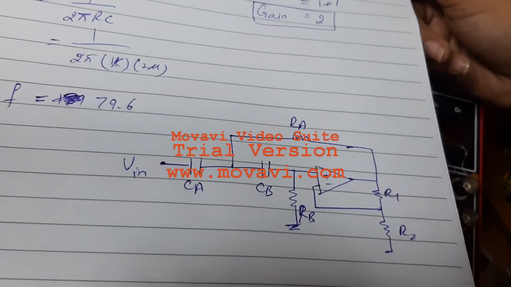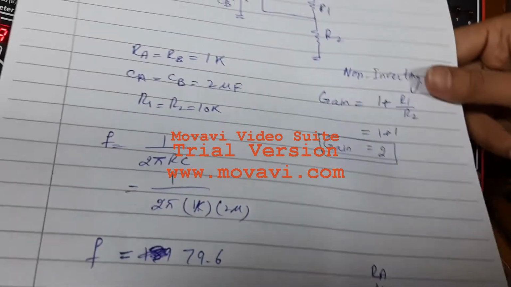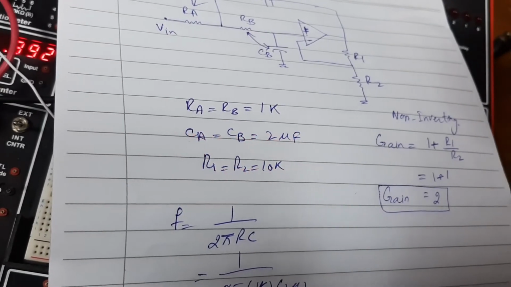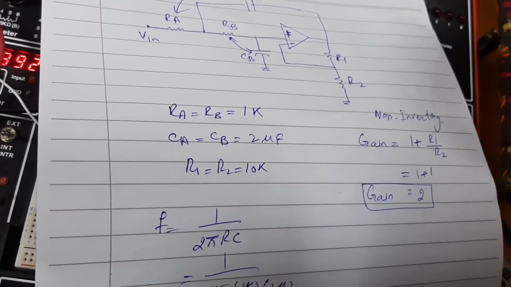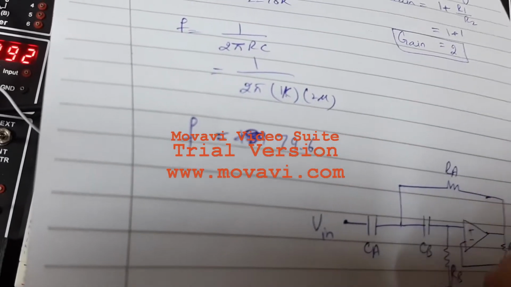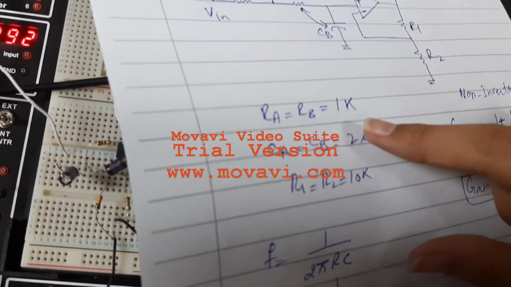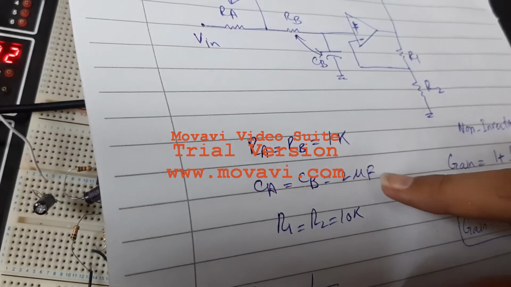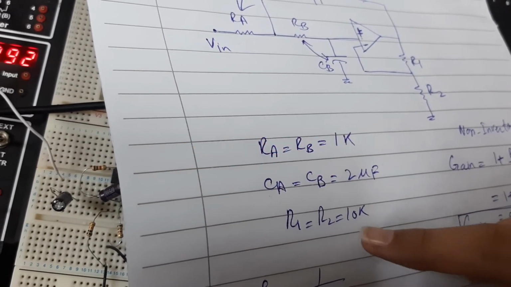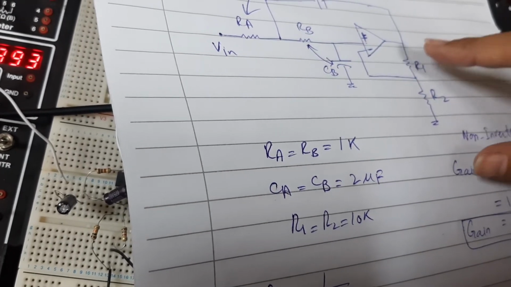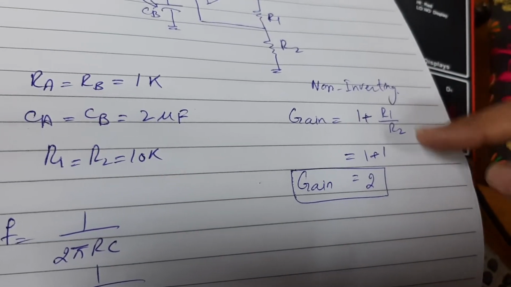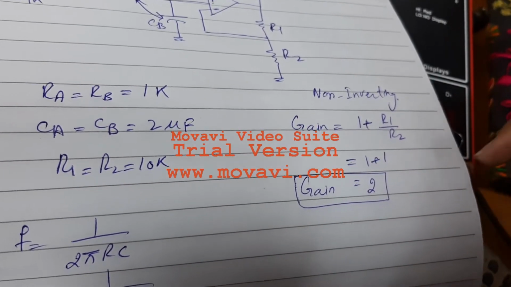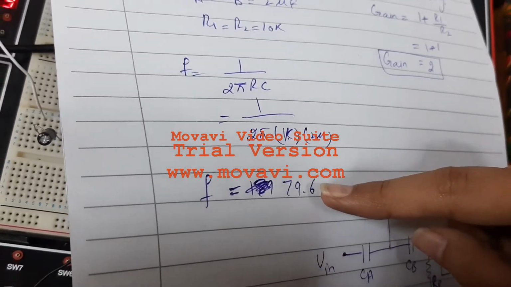For simplicity, I have designed this high pass filter with the same values as the low pass filter in the previous task, that is with a gain of 2 and a cutoff frequency of 79 Hz. For this I have taken R of 1 kilo-ohm and a capacitor of 2 microfarads, and the feedback resistors which set the gain of the amplifier are 10k and 10k, which will give you a gain of 2, and this cutoff frequency is 79 Hz.